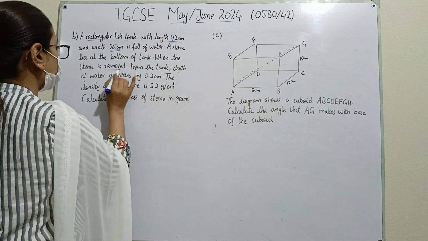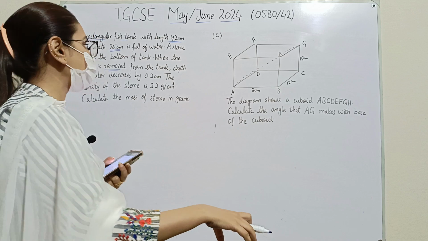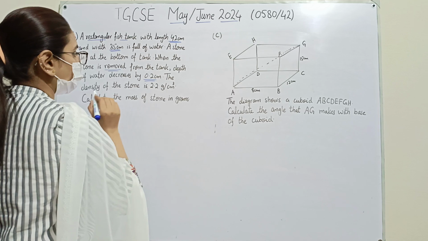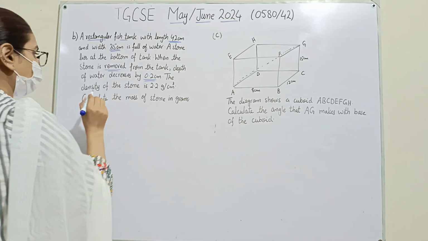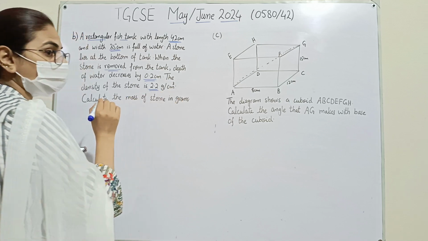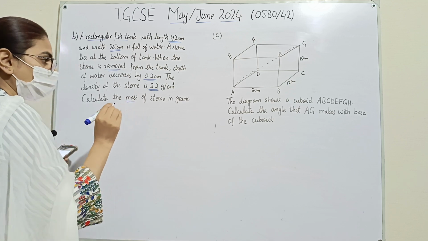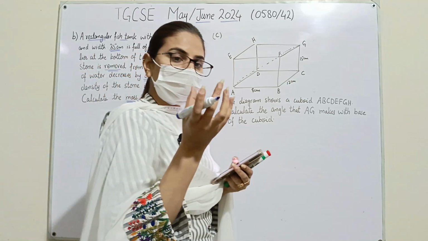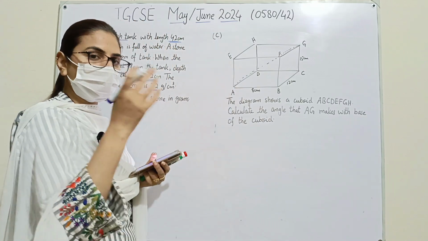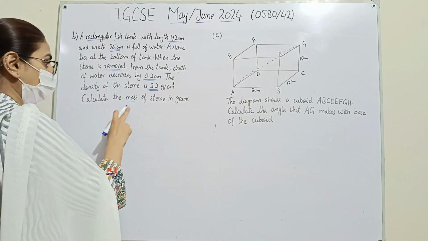When the stone is removed, obviously the level of water will fall down to its original place. Okay. The depth of the water is decreased by 0.2 centimeter. The density of the stone is 2.2 grams per centimeter cube. So what is he asking from you? He is asking to calculate the mass of the stone which was placed in the tank and meanwhile was taken out of the tank. So we will have to work for the mass of the stone.